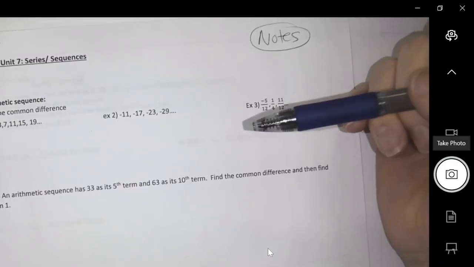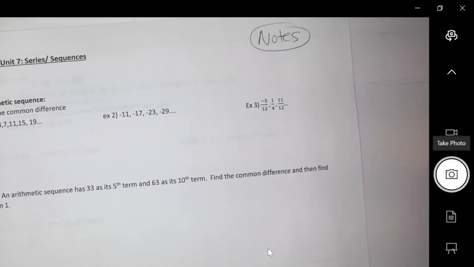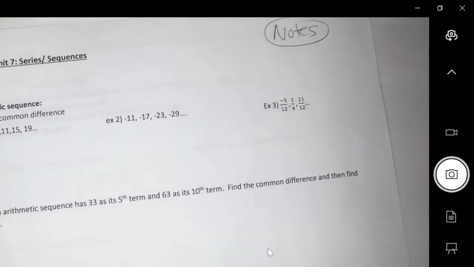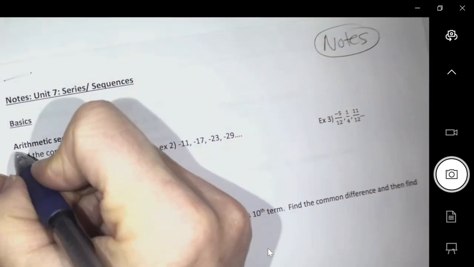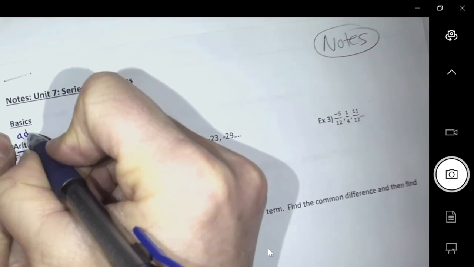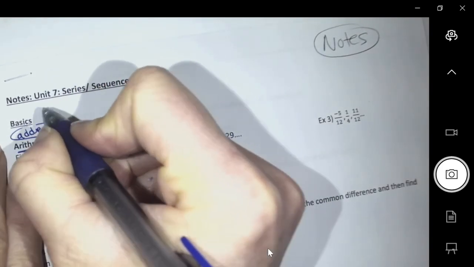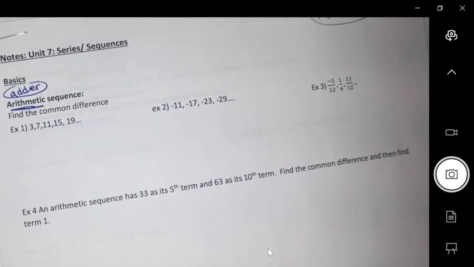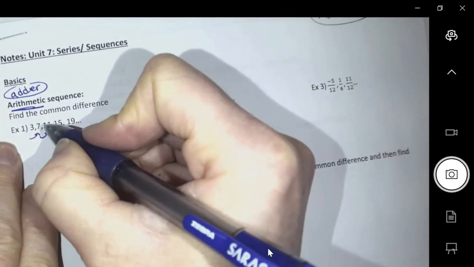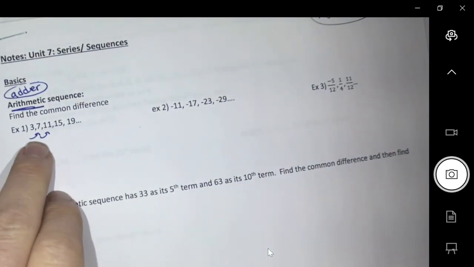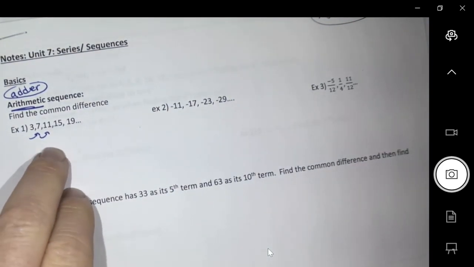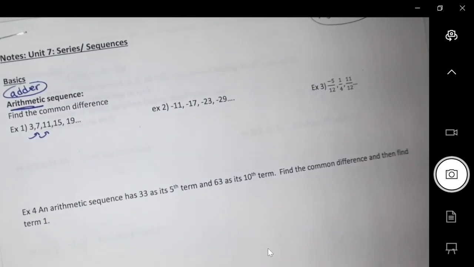Okay, so series and sequences is the unit. We're going to talk about sequences that are arithmetic and geometric. So an arithmetic sequence means that you have an adder. Okay, looking at the pattern, you went from 3 to 7, then 7 to 11. What were you adding each move?